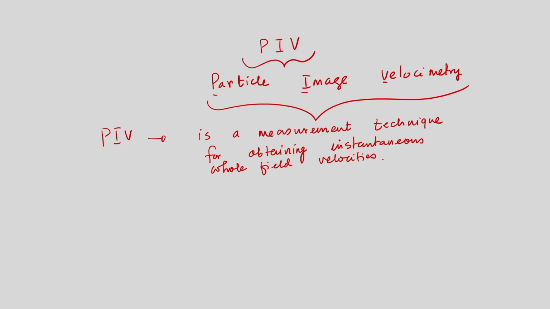Even for LDA, that is the laser Doppler anemometry measurement technique, we need to have a few seeding particles. Similar to what we have seen in the context of LDA, in this particular method as well, we are interested in measuring the instantaneous whole field velocities by seeding a few particles. The particles will be seeded in the flow field. So, this is the PIV technique.